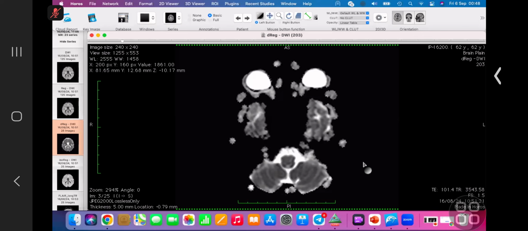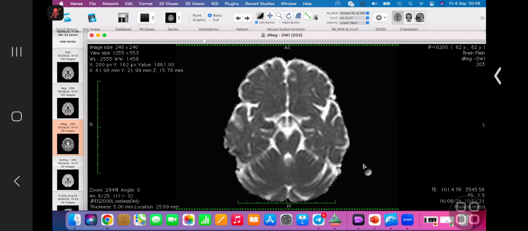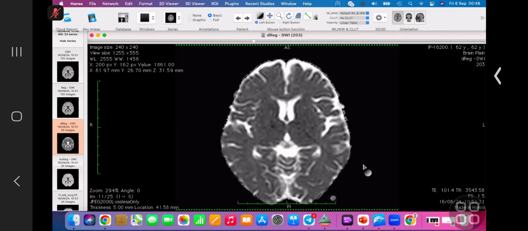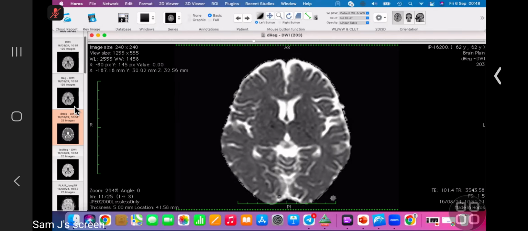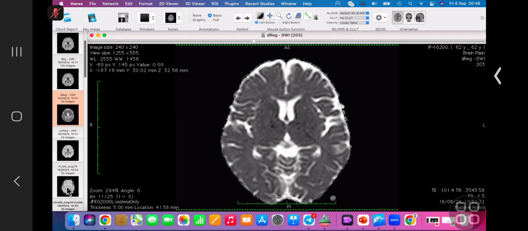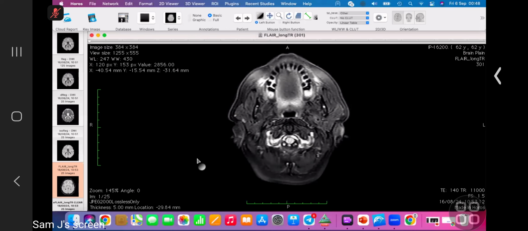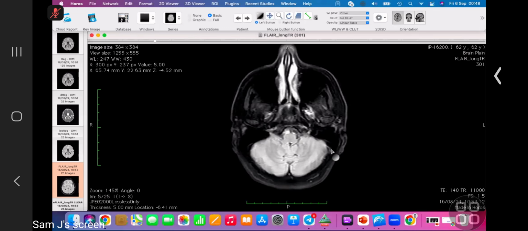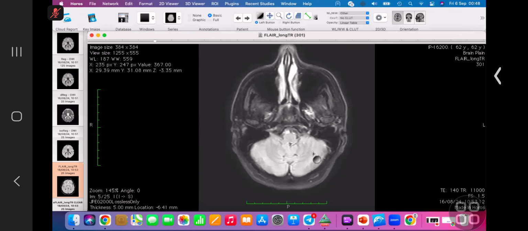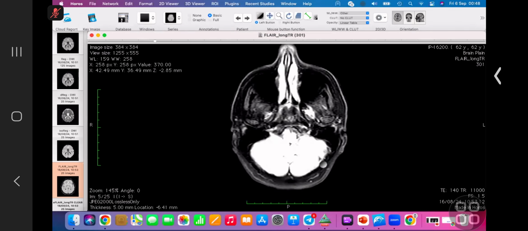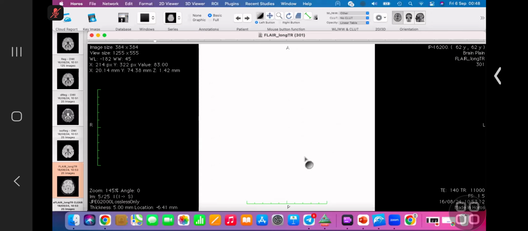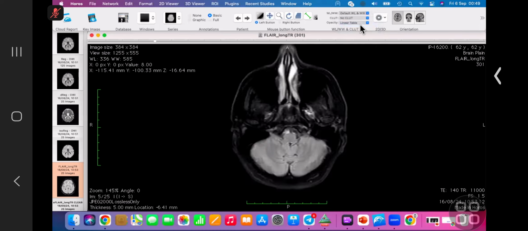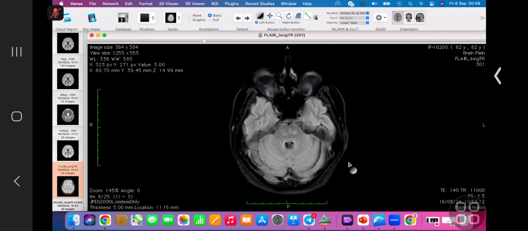Should I scroll to check if there are any other areas of restricted diffusion? Yes, you can have a look at the FLAIR and also other sequences if you want. I think I missed the window. Thank you. So this is axial FLAIR MRI of the brain.